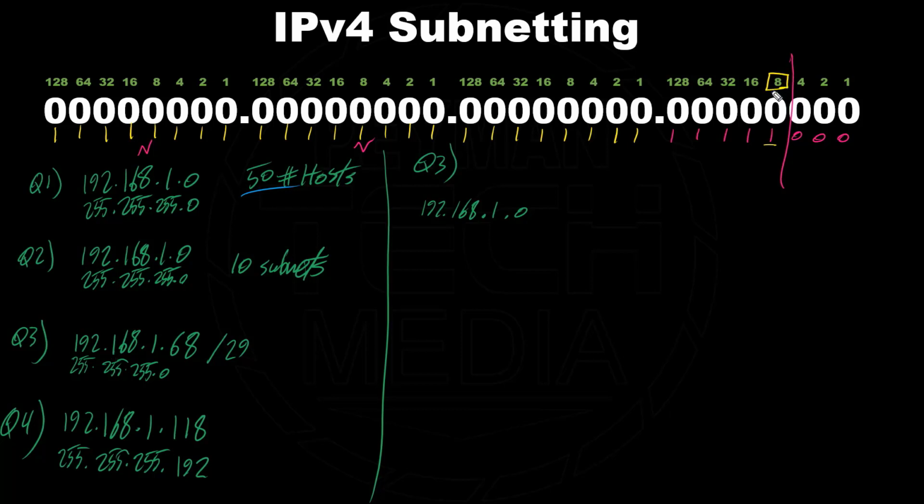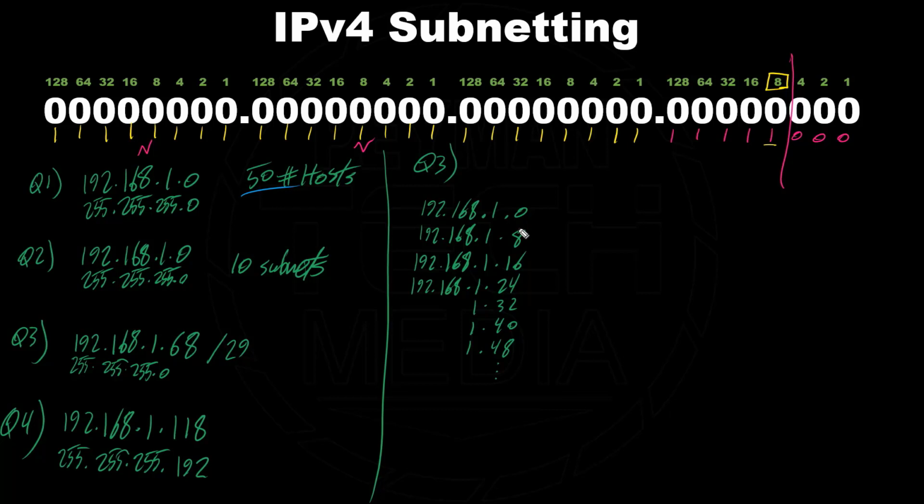Okay, now let's apply the increment, incrementing by 8 on the last octet. So the next subnetwork would be 192.168.1.8. The next subnet, 192.168.1.16. The next one, 192.168.1.24. The next one would be 1.32. Next one would be 1.40. Next, 1.48. Basically, we have to keep incrementing by 8 to see what range this value falls into.